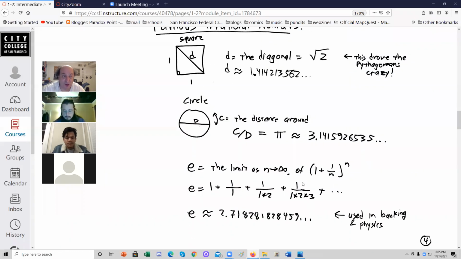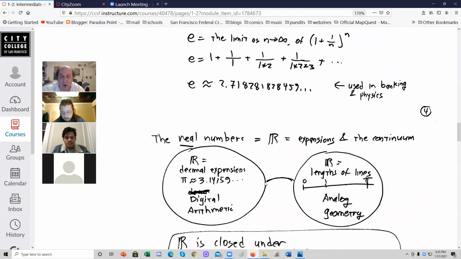So since not all numbers, not all lengths on the line, and not all decimal expansions are ratios of integers, we have to talk about R, the real numbers, which are all such lines and lengths and decimal expansions. Actually, there's two ways of looking at R. R is a set of decimal expansions, so 3.14159 and so on. It can also be thought of as a set of lengths of lines. So here's a line, and here's 0 to 1 with length 1, and we move over here to a point, pi units along. So this is a digital concept of the real numbers. This is an analog concept.